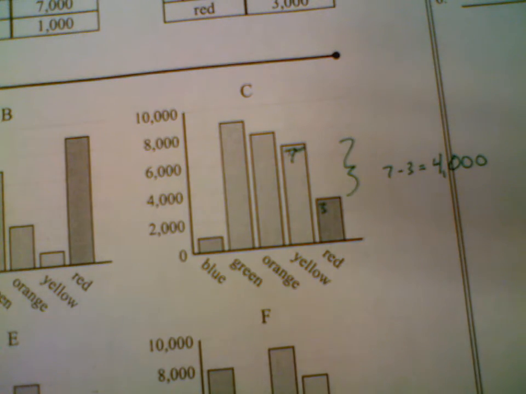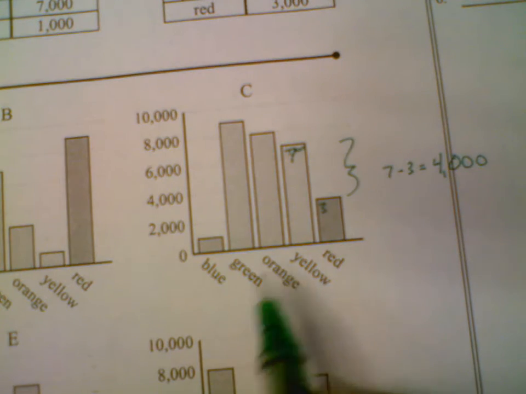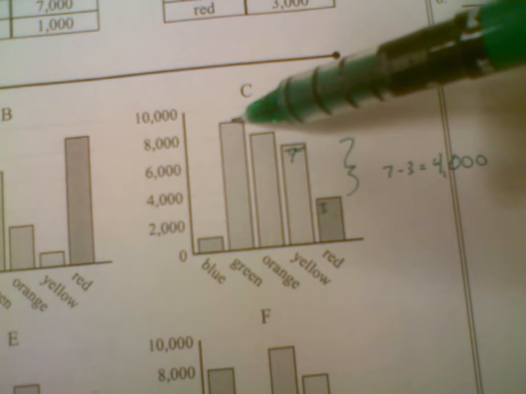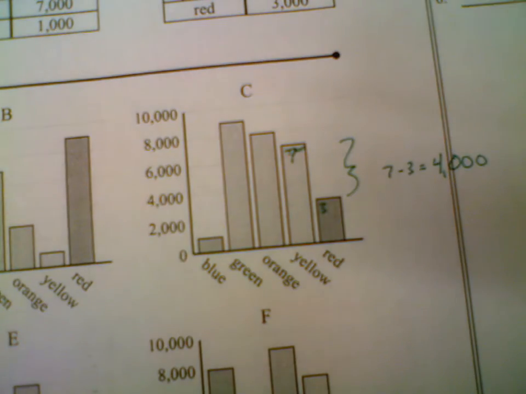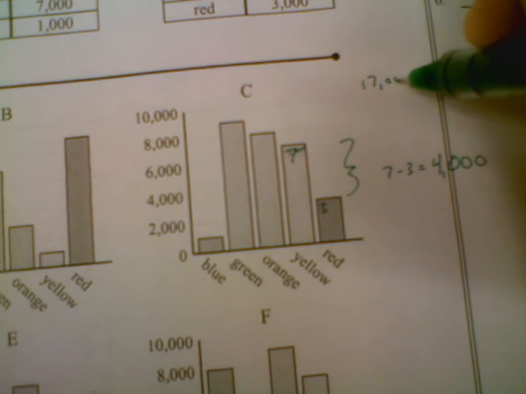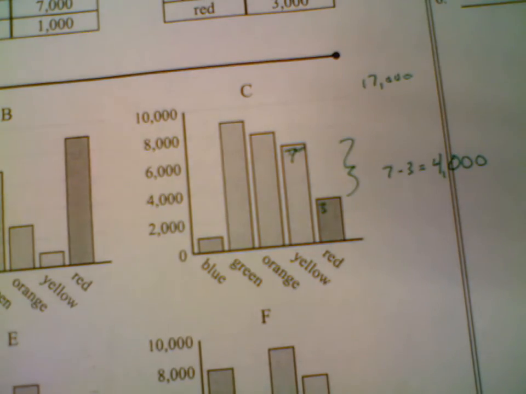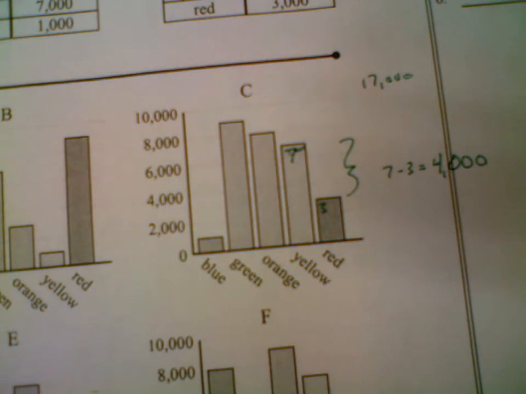If we wanted the total, we could say, okay, well, what's the total of the green and the orange balloons? Well, looks like I have 9,000 green. I have about 8,000 orange. I could add those together. So I think that would be 17,000, all right? So you can compare 2 data sets within a group, right? You could add them, you could subtract them.